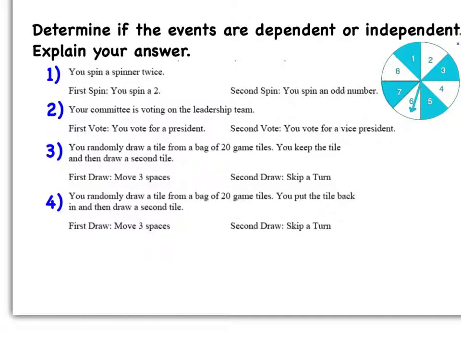Hi class, I need you to get out your starters and get started on our starter for today. It says determine if the events are dependent or independent and explain your reasoning. I'm going to circle that to make sure you really have something on your paper. Independent and dependent and explain why. Go ahead and do that right now. Pause the video.